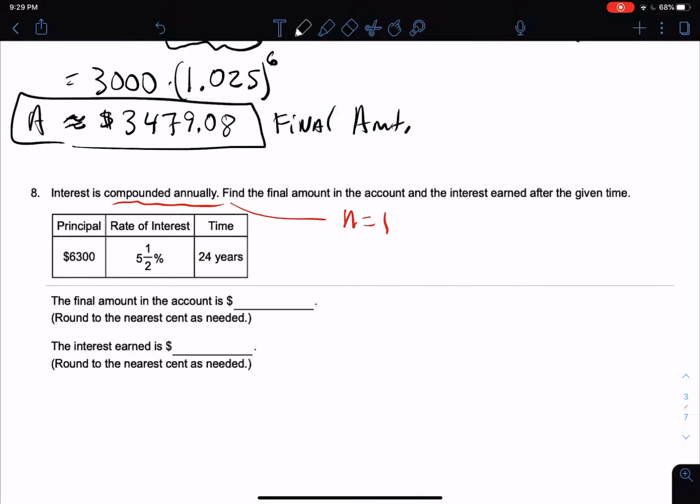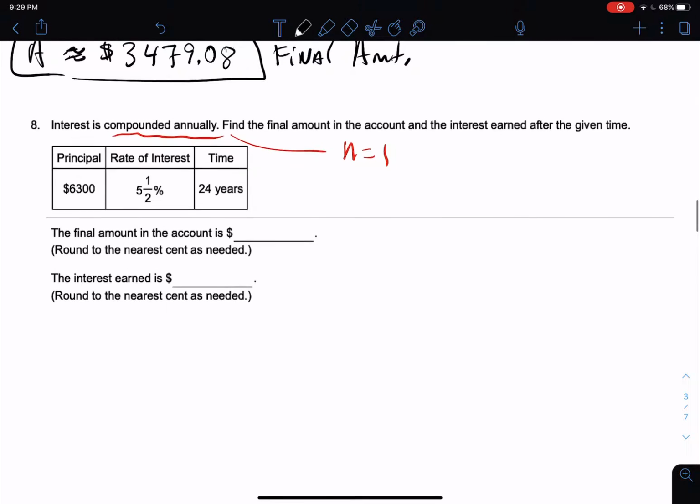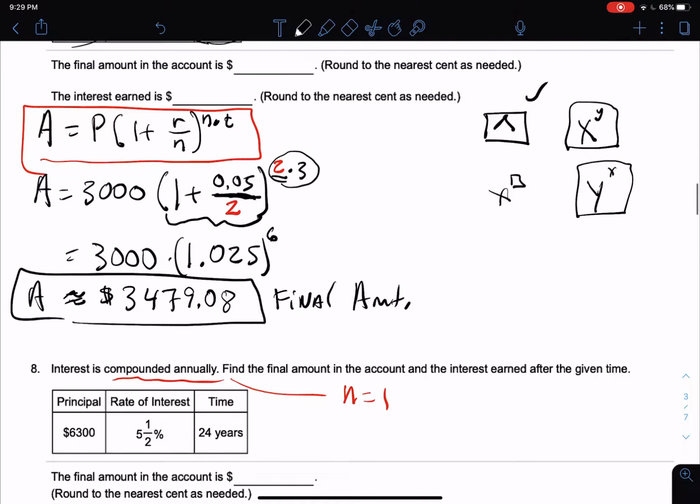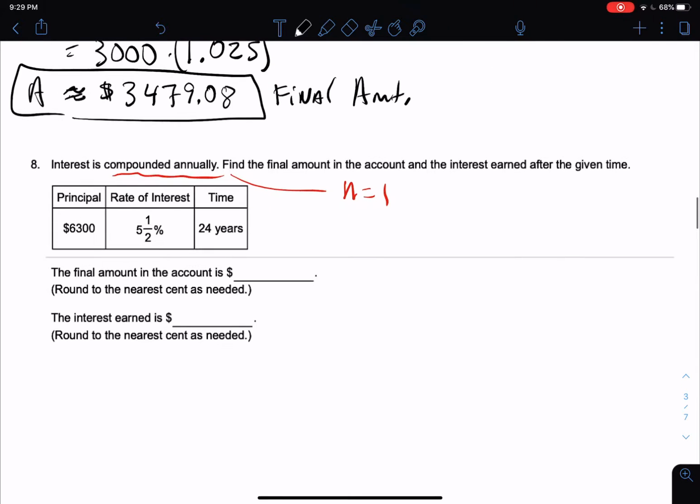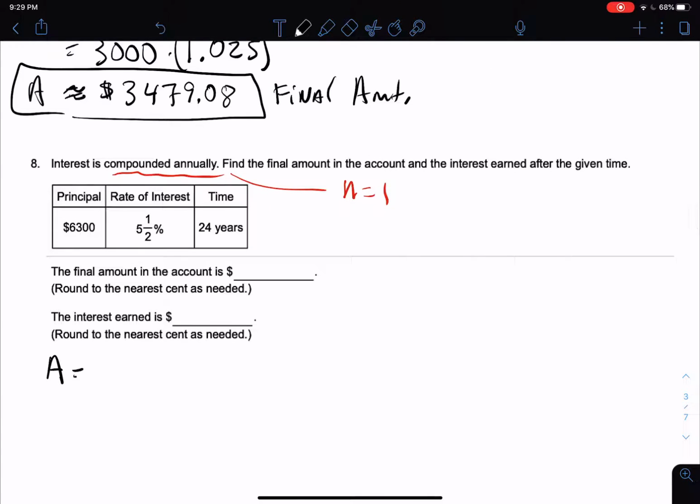Okay, find the final amount in the account and the interest earned after the given time. So I don't think I'm going to write that same formula. I've done it many times. That's the same formula right there because it's compounding interest. It'll end up being a little simpler because n is just compounding annually, so that'll just be a 1. But let's put our values in.